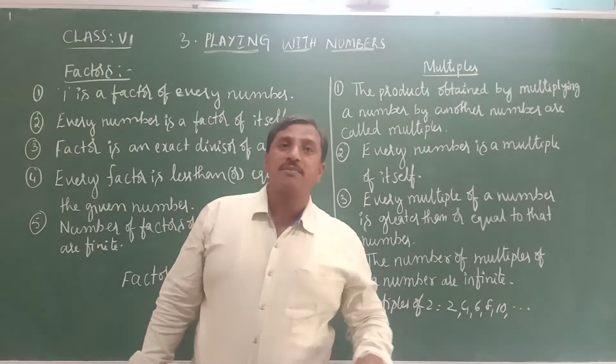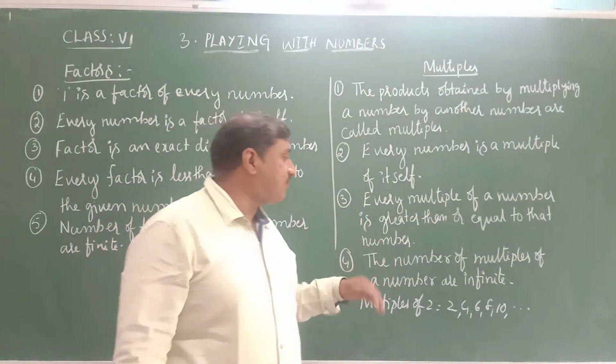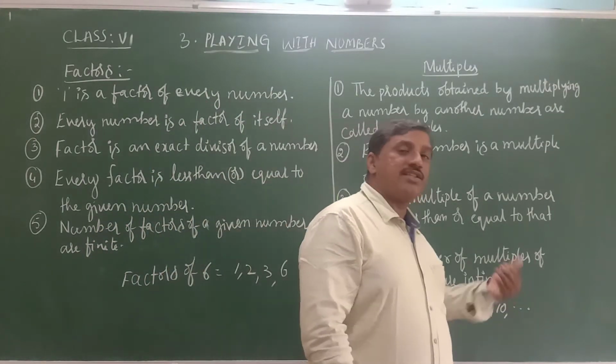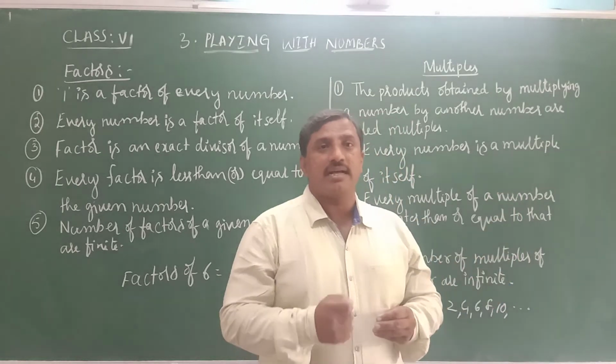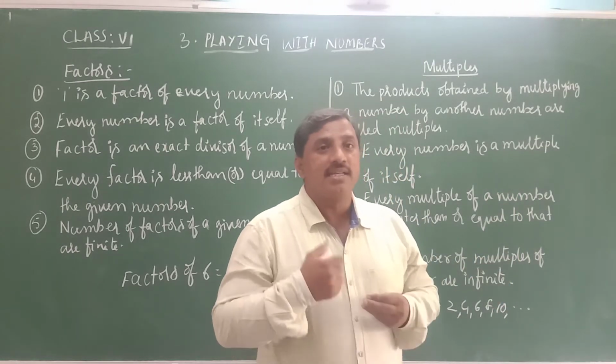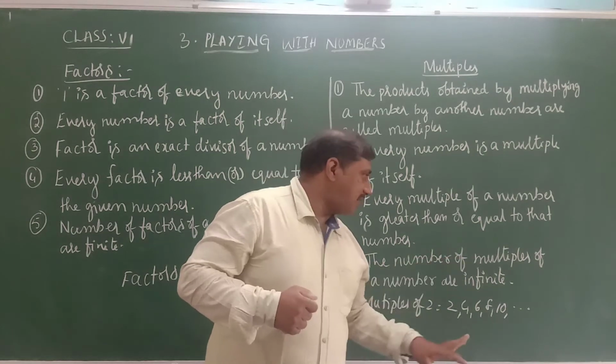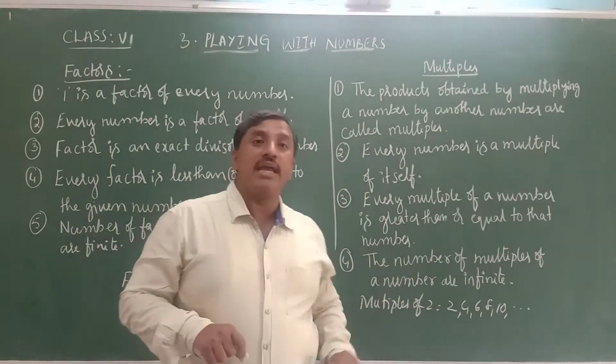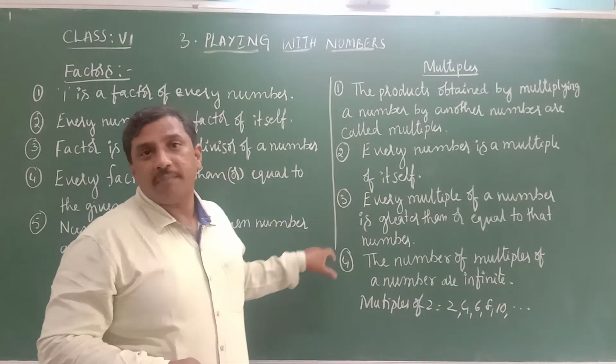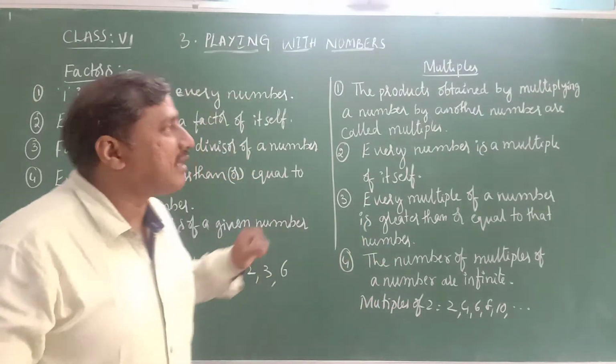The number of multiples of a number is infinite. So on means there is no end. That is endless, unlimited. There is no limit. Such is it, the number of multiples of a number is infinite. So please make a note of these points and remember these points.